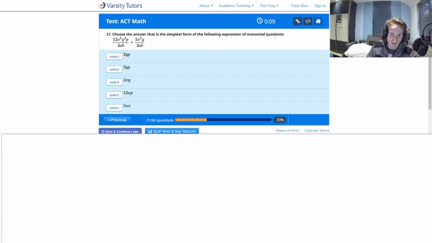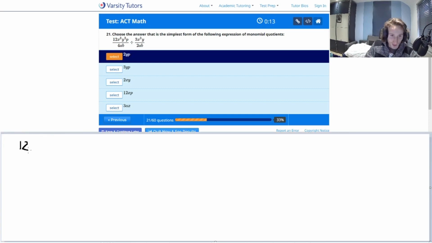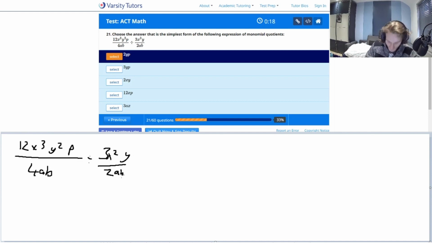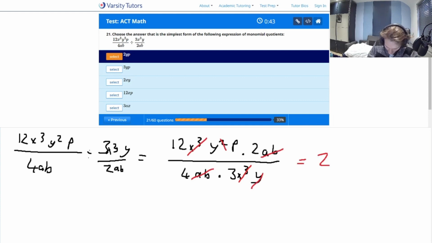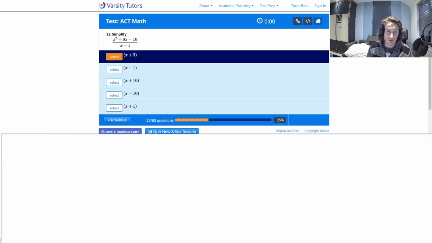I'm just procrastinating. Alright, this is the same as 12x cubed y squared p over 4ab times 2ab over 3x cubed y. And so therefore 4ab will cancel out to become 2. The 12 will cancel out to be 3, to be 4. The x cubes will cancel out and the y will just become y. So it should be 4yp over 2, which is equal to 2yp. Just over a minute that took me, jeez.